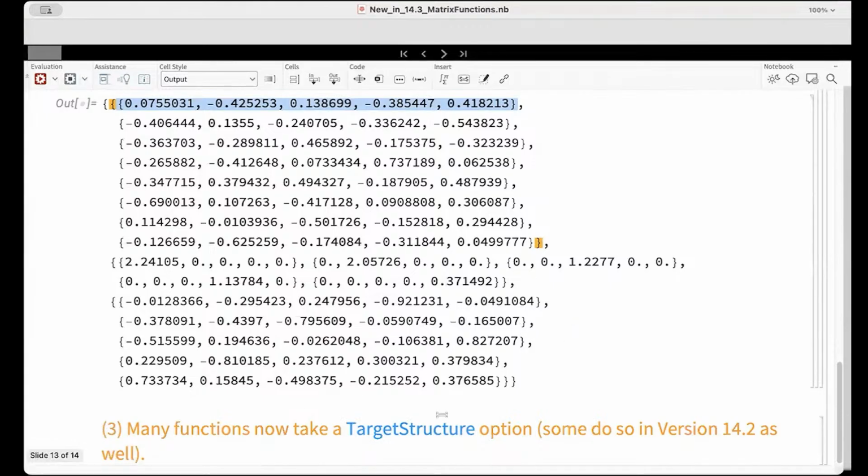And also many functions now take a target structure option. Some did in 14.2 as well. I won't go into the details on that here. It's all going to show up in the documentation for the new functions.